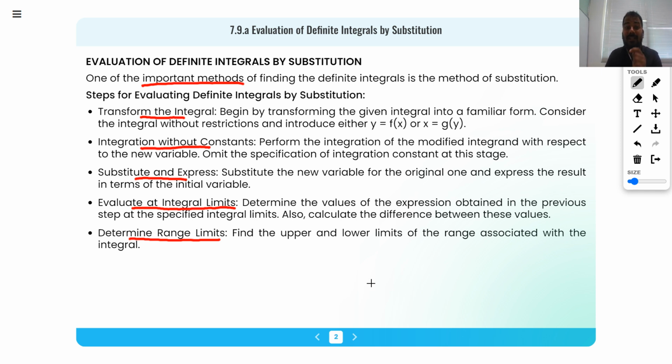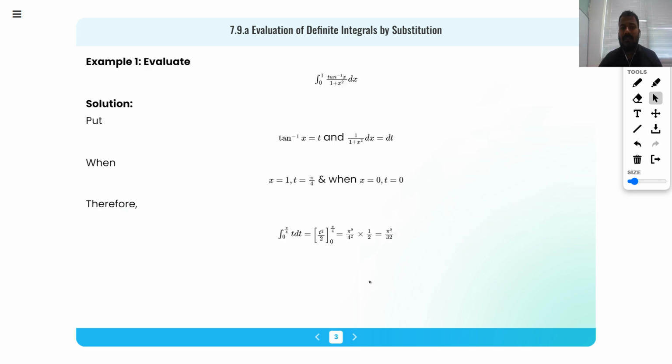I'm stressing on this word. It's the most important one, whenever we get any question which is not in a standard form. So now let's have a look into this.